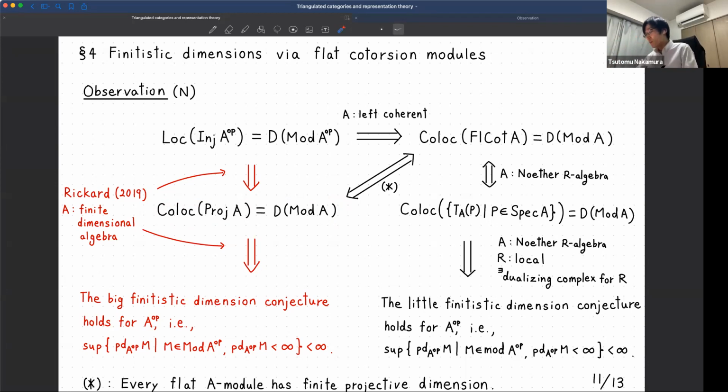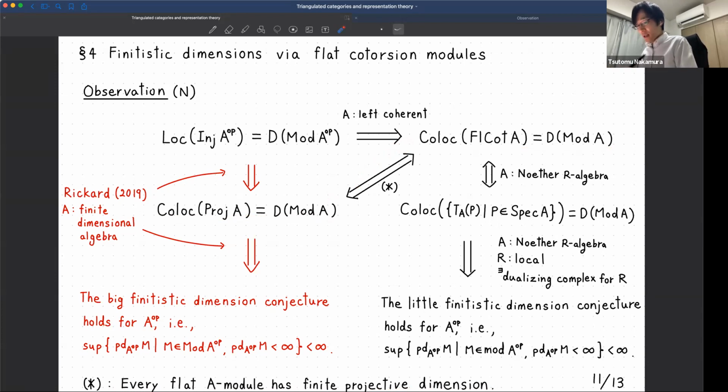Okay, and my viewpoint is that we may replace proj A by flat cotorsion modules. In fact, if A is left coherent, then injective generation can imply that the derived category is cogenerated by flat cotorsion modules. And under a mild assumption, every flat A-module has finite projective dimension. These two conditions are equivalent. And in fact, one implication always holds.